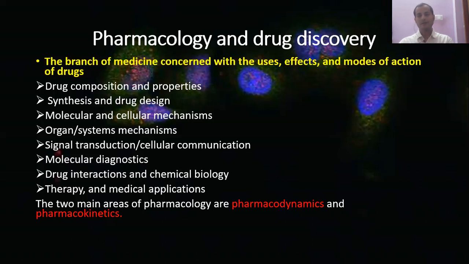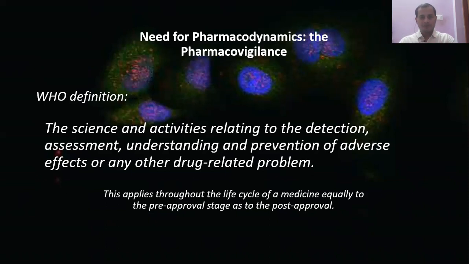Here we will discuss, as I already told you, that toxicity is a major issue in the drug discovery process and how pharmacodynamics deals with it. There is a word called pharmacovigilance. What is pharmacovigilance? WHO says that the science and the activities related to the detection, assessment, understanding, and prevention of adverse effects or any other drug related problem is called pharmacovigilance. This applies throughout the life cycle of a medicine, equally to the pre-approval stage as to the post-approval.